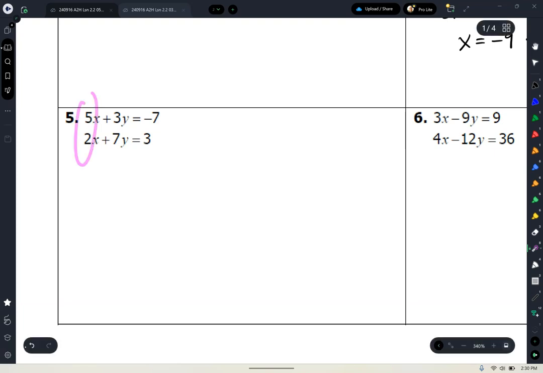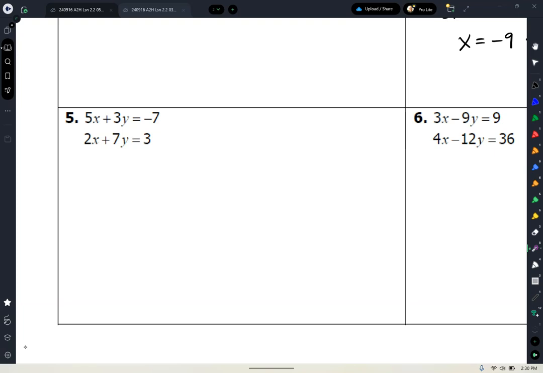So if I turn these into 10s, one of them I'm going to have to make negative, right? So that they cancel out. Because again, the goal is to create opposite coefficients to eliminate one of the variables, right? So you go ahead and do it. Let's see what you can come up with. And we'll just talk about it when we get done, all right? Give it a shot.